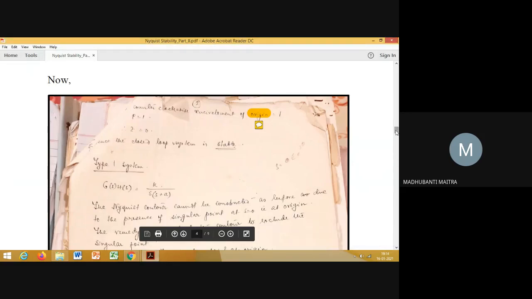Have you understood these two problems? How we have solved the problems? How we have sketched the Nyquist plot?